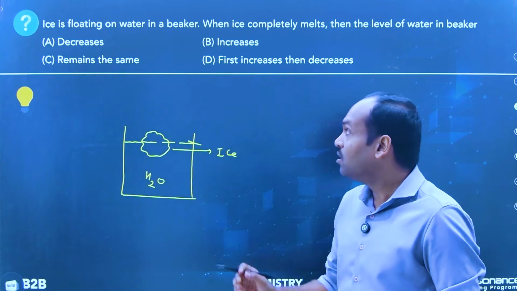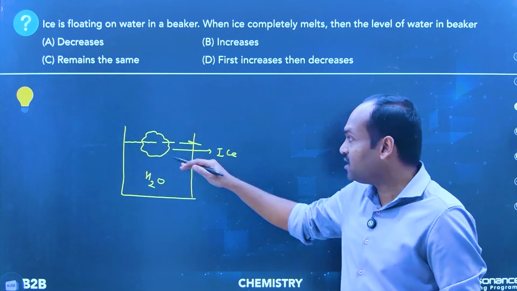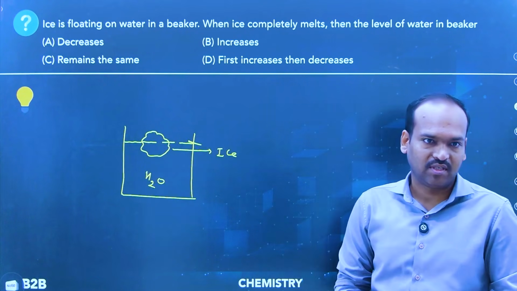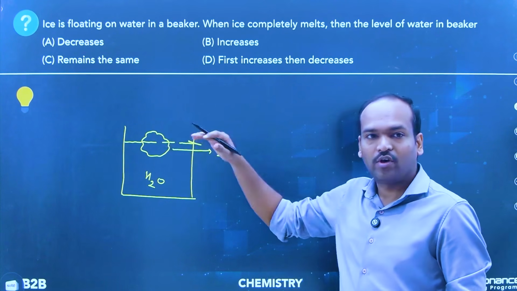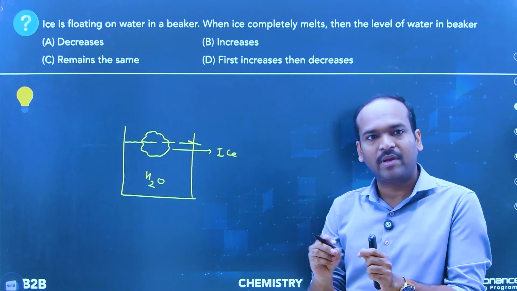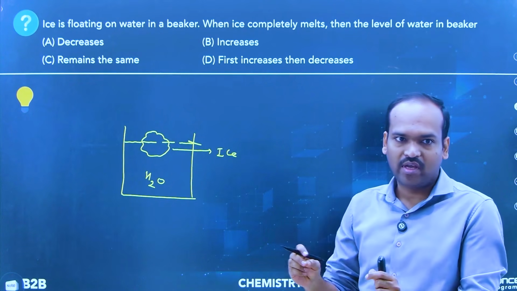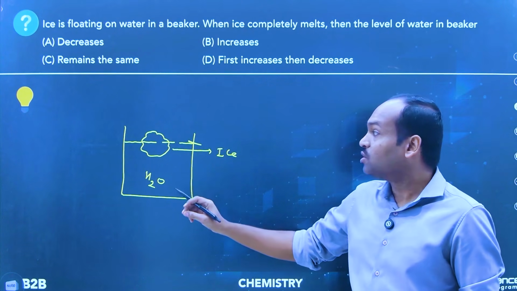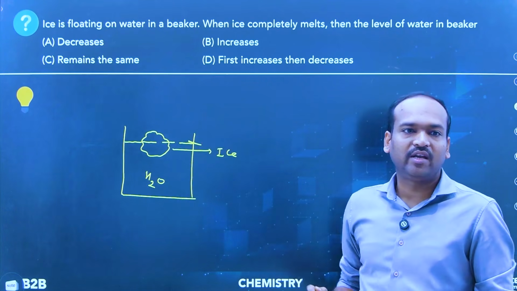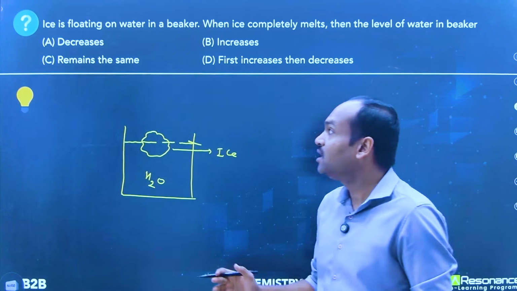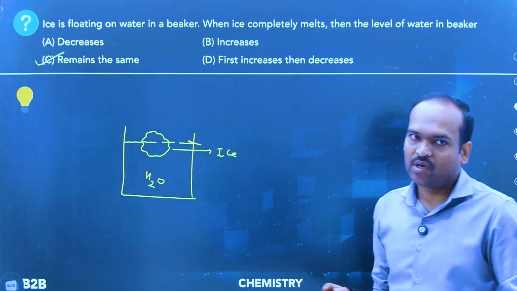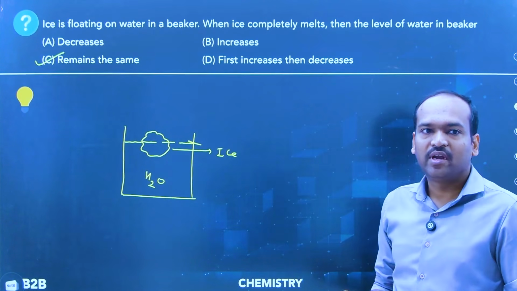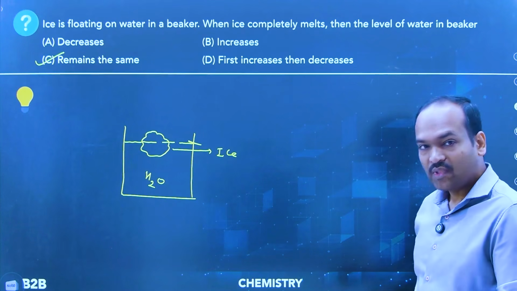Okay. Now here, if this ice will melt, then what will happen, beta? Okay. So do you know that if ice is placed on the water, it displaces the same amount of water, which is according to its mass. So if the ice melts completely, the level will not change, beta, okay? So it remains the same. Okay, correct, beta. Option C. It remains same. Clear?